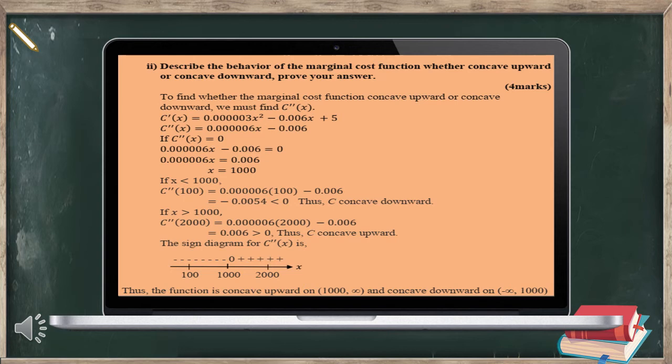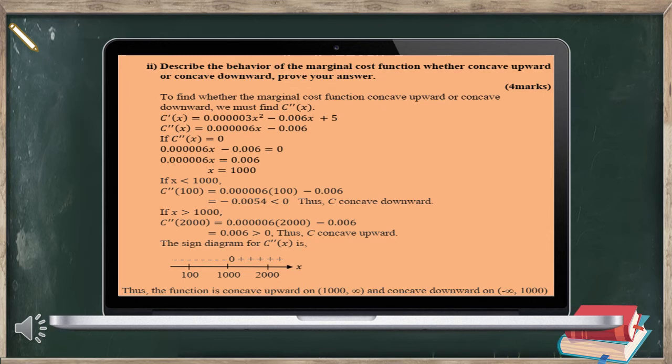And then if x is larger than 1000, let's say I choose 2000, and then we place 2000 into x, we get 0.0006 times 2000 minus 0.006, and then the final answer we get is 0.006.